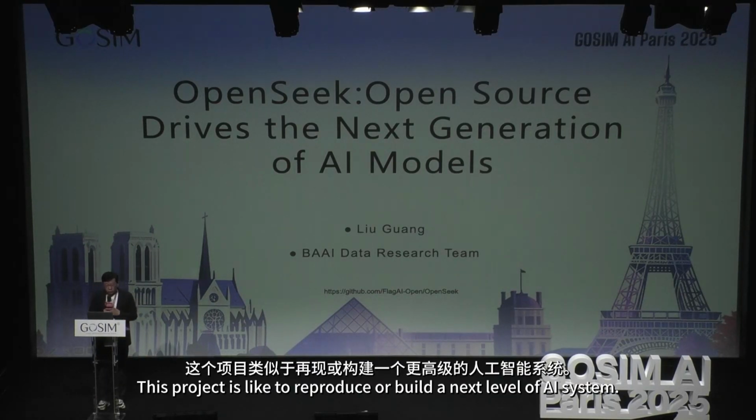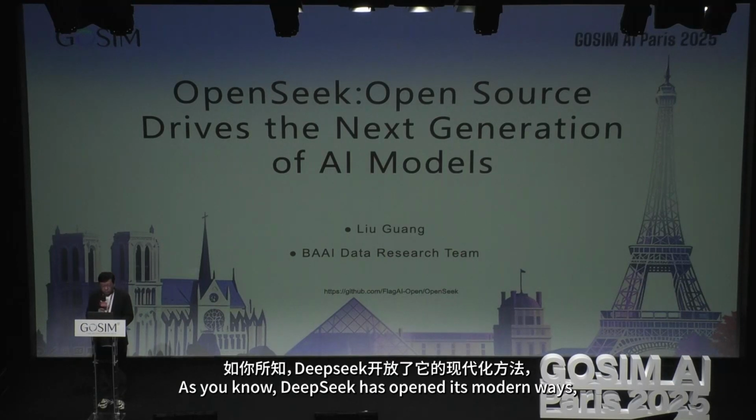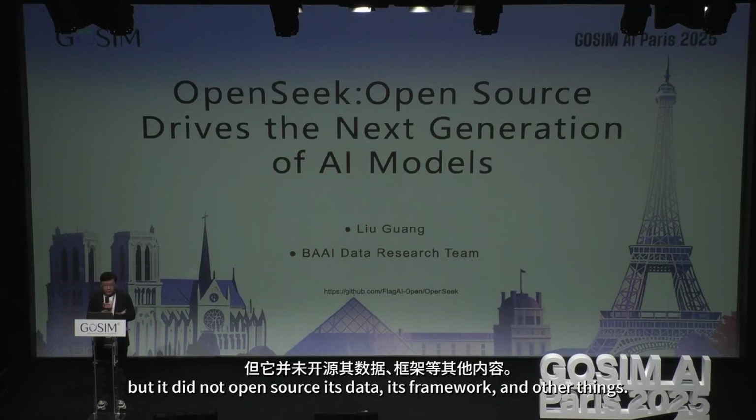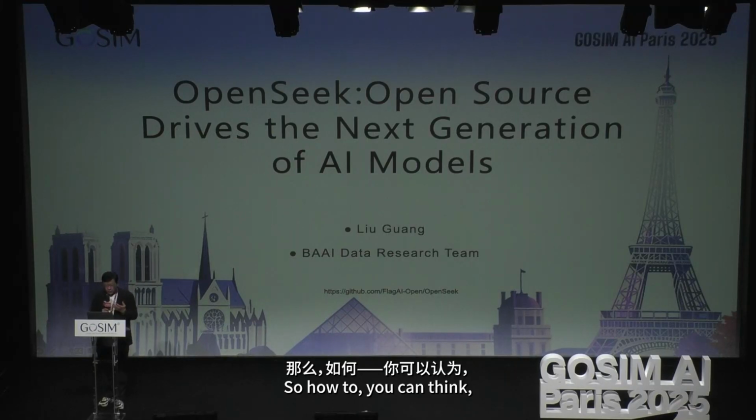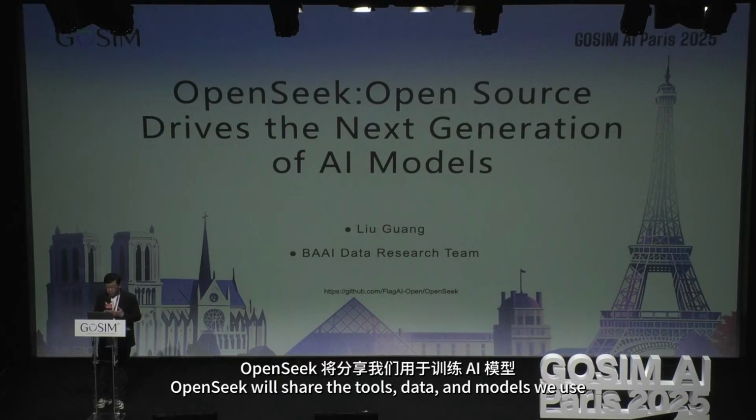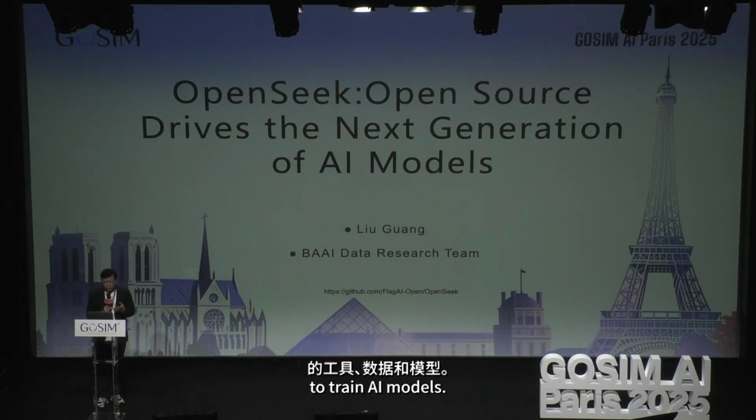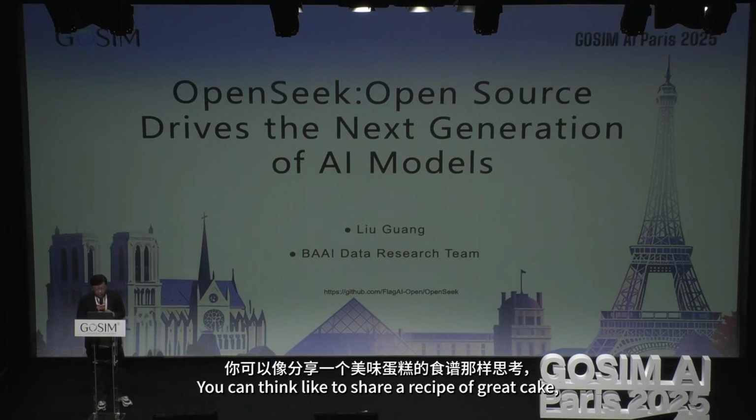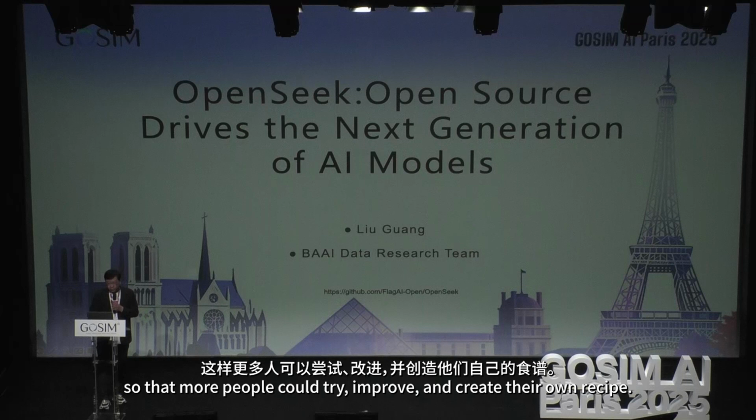This project is to reproduce or build a next level AI system. As we know, DeepSeek has opened its model weights, but did not open source its data, its framework, and other things. OpenSeek will share the tools, data, and models we use to train AI models. You can think of it like sharing a recipe of a great cake so that more people could try, improve, and create their own recipe.